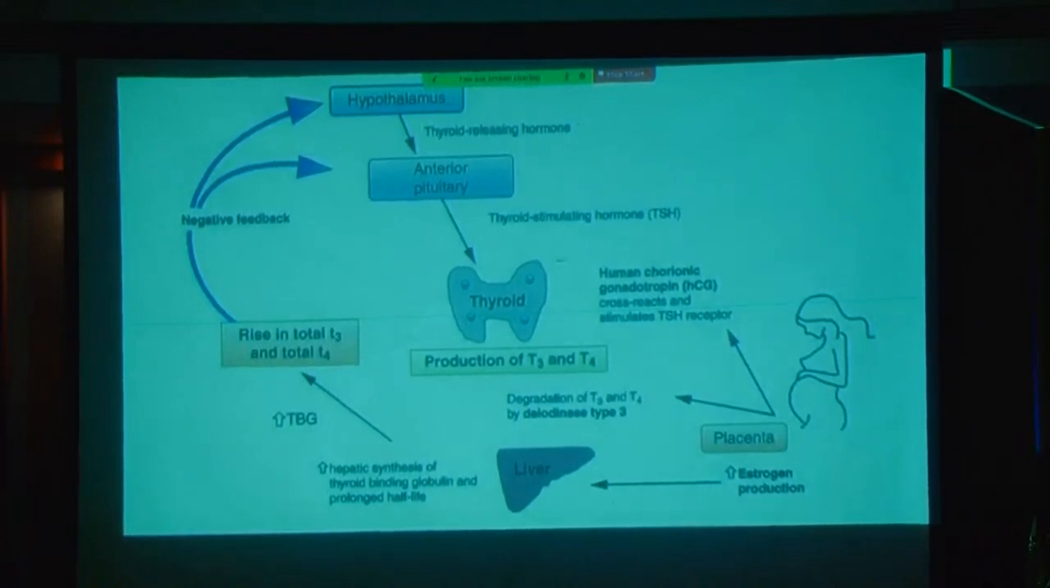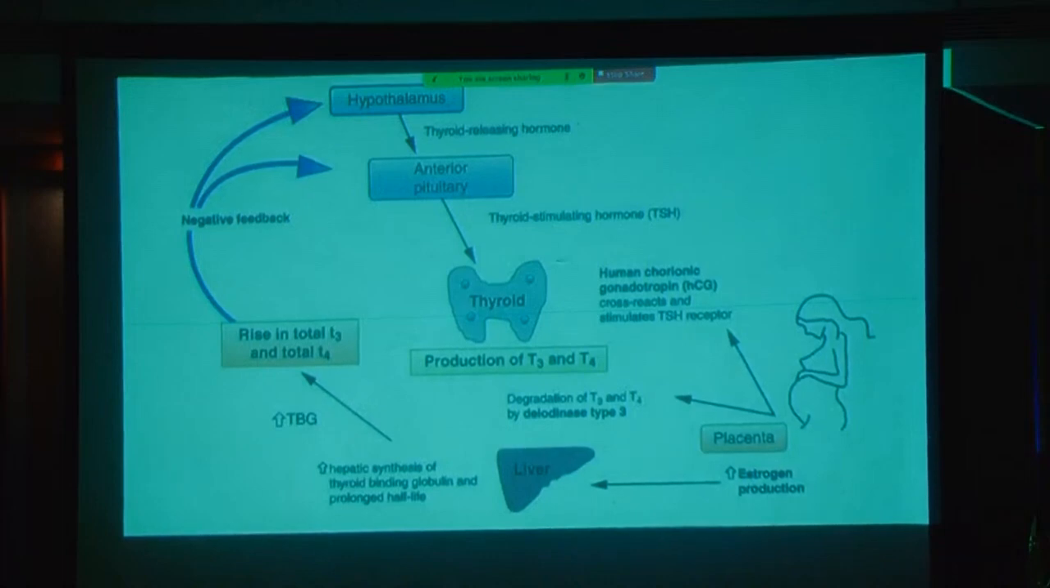That is one thing. The second thing happening is that there are a lot of estrogens throughout the pregnancy. The estrogen acts on the liver to produce more thyroid binding globulin. When the thyroid binding globulin is more, whatever the free T3 and free T4 in the circulation will go and bind to it. Ultimately, free hormones are less in the circulation. So these are the two things happening.